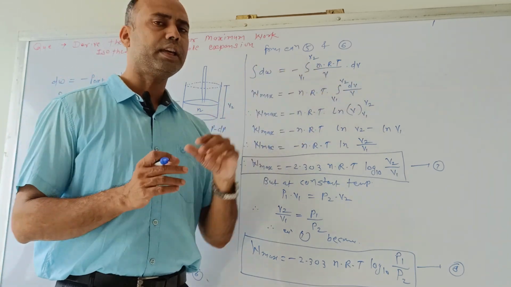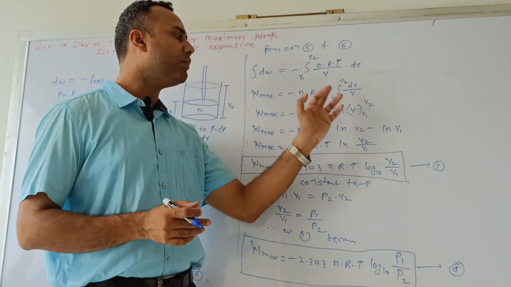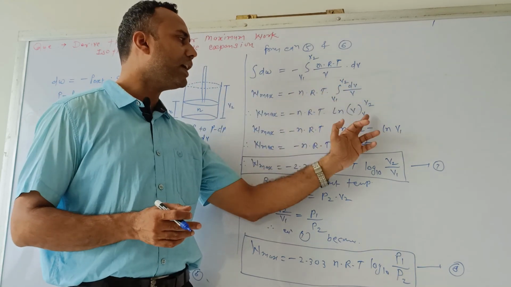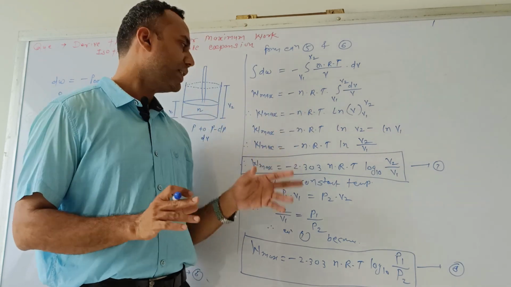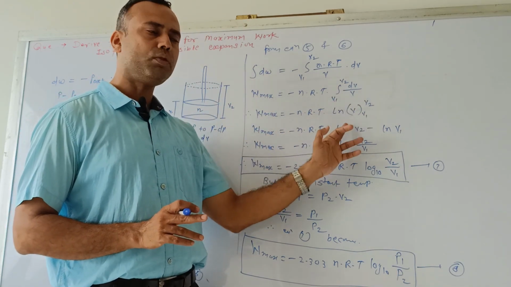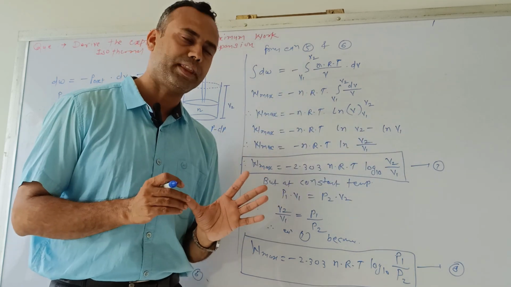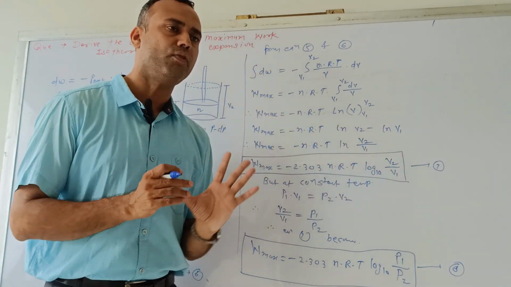उसके बाद इसको सॉल्व करेंगे. इंटीग्रेशन ऑफ dx अपॉन x, log ऑफ x. तो इंटीग्रेशन ऑफ dV अपॉन V, log ऑफ V. लोअर लिमिट क्या आ गई V1, अपर लिमिट V2, बाकी का जैसे के वैसे. तो W max माइनस nRT, log ऑफ अपर लिमिट V2 माइनस log ऑफ लोअर लिमिट V1. उसको सॉल्व किया, W max माइनस nRT log V2 अपॉन V1.